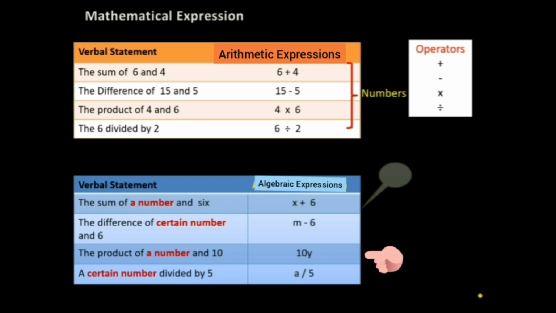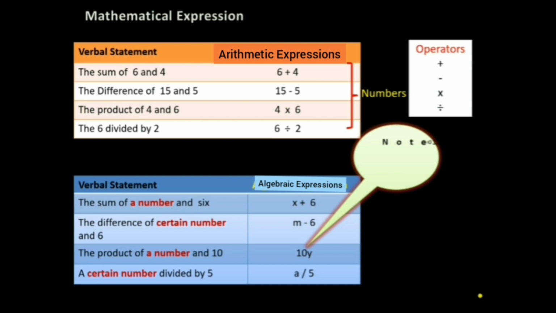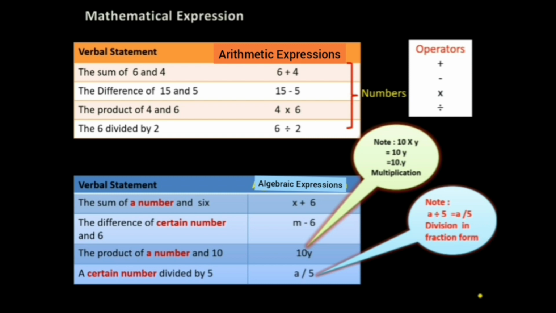Note here, in algebra multiplication is the default operator. That means if no operation is shown in between, it is supposed to be multiplication. In this case 10y simply means 10 multiplied by y. Sometimes 10 dot y is written. Dot also represents multiplication. A certain number divided by 5. Note here, in algebra division is written in fraction form. In this case the number is unknown, so we can write a variable, a upon 5.